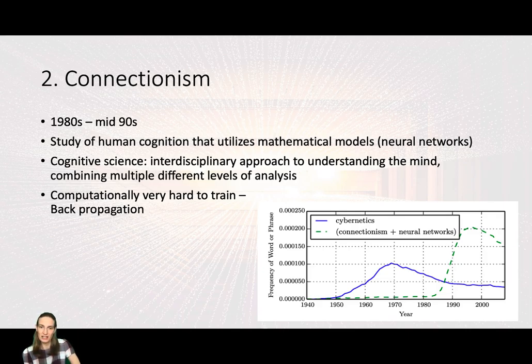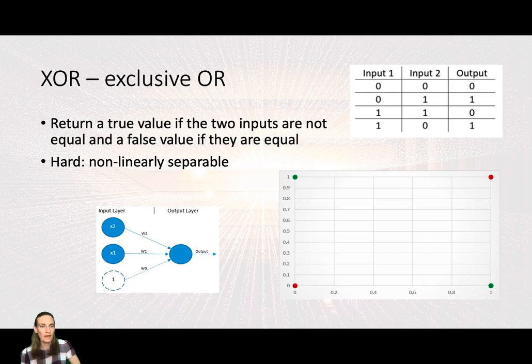If we look at scientific papers that came out related to AI over time, we see that the topic called cybernetics was very popular in the 60s and 70s, and then connectionism became popular sort of from the 90s.